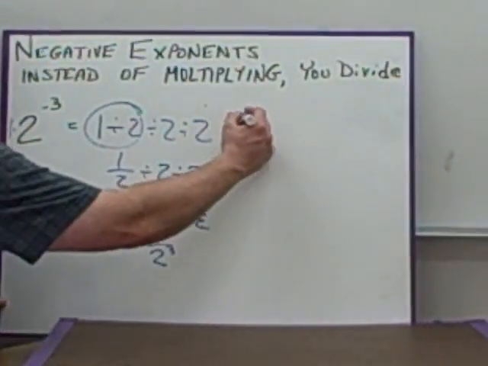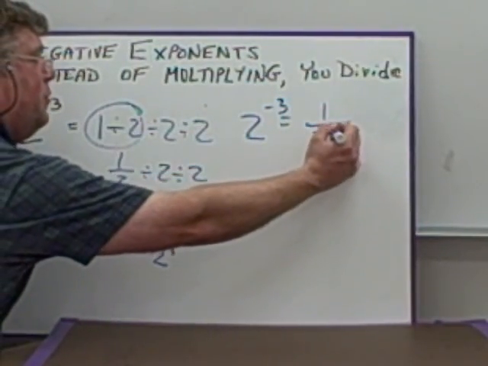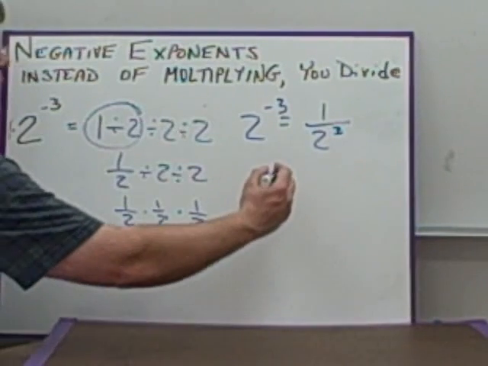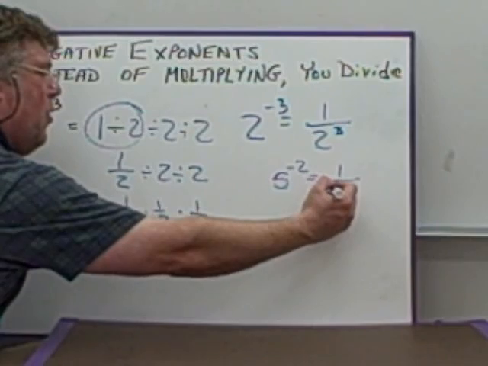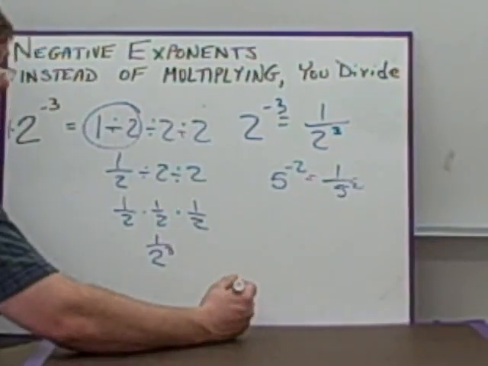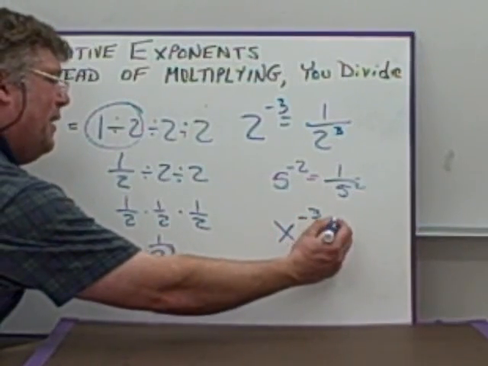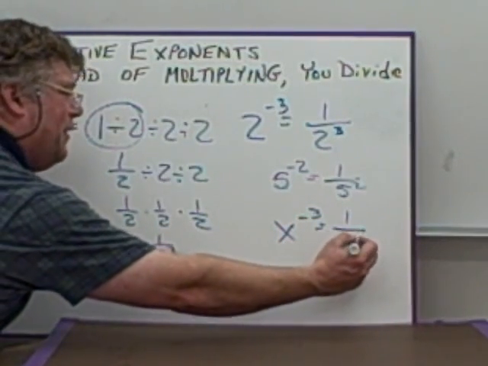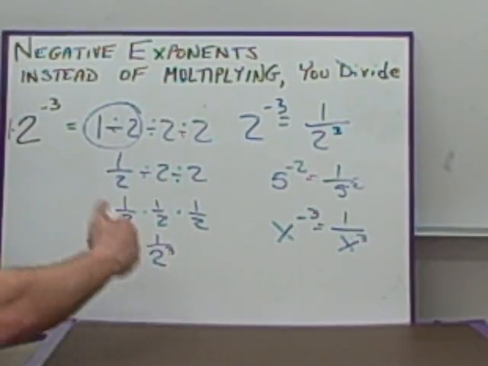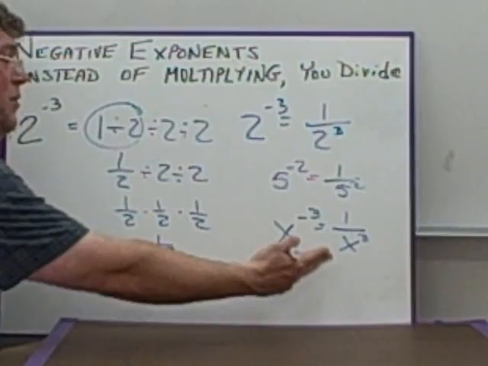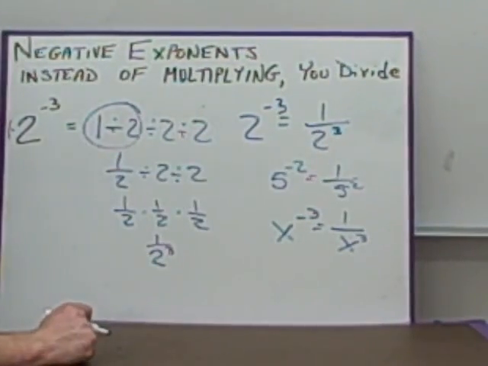I could go that 2 to the negative 3rd is the same as 1 over 2 to the 3rd. If I have 5 to the negative 2, that's the same as 1 over 5 squared. If I have x to the negative 3, that's the same as 1 over x cubed. So instead of doing this whole division process here, you can do the exponent part, the same thing we've been doing before, just got to put it on the bottom of the fraction.